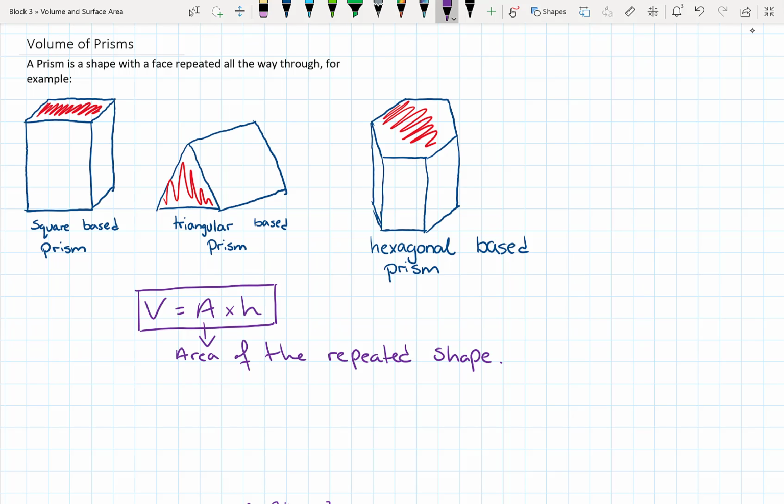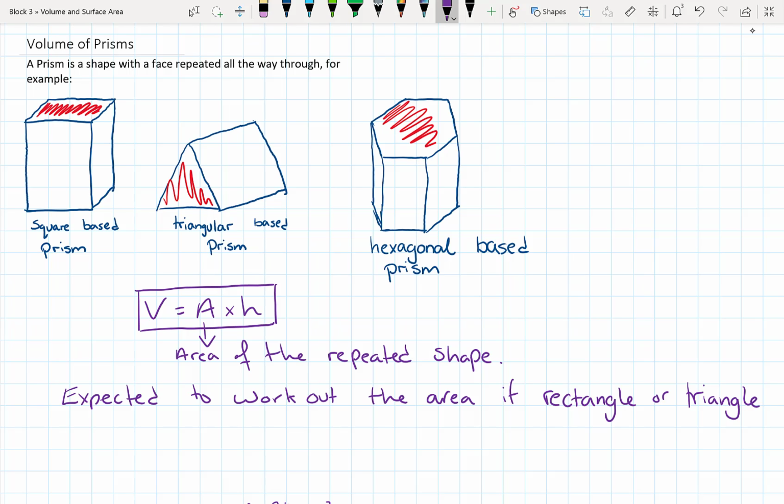The triangular-based prism, the area of the triangle. The hexagonal-based prism, the area of the hexagon. Okay, if it is a more complicated shape, then we'll just get given that area. But there are some that we need to be able to work out. So we will be expected to work out the area if it is a rectangle or a triangle. If it's one of those shapes, then we will have to work that bit out first. Otherwise, they'll just give it to us.